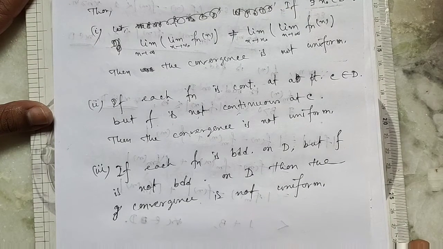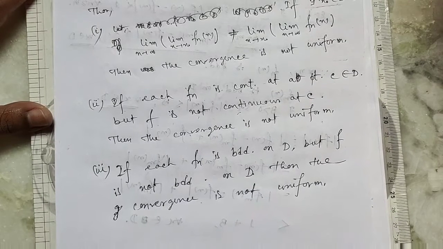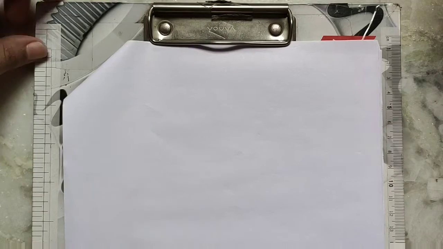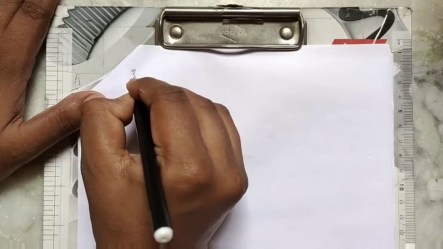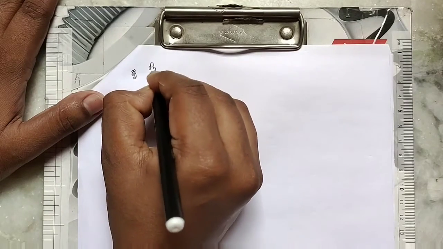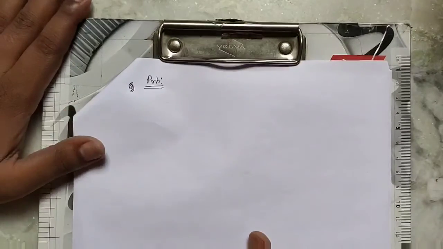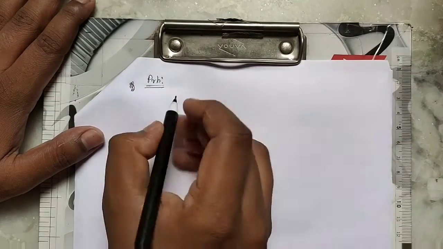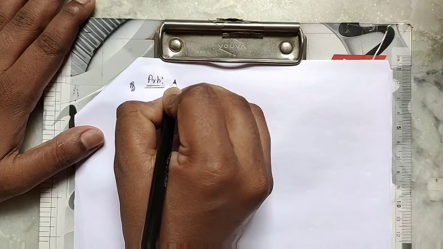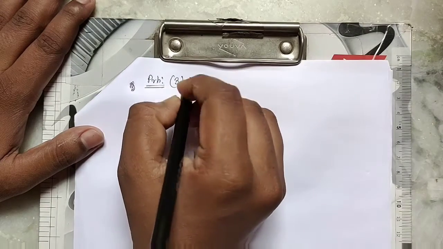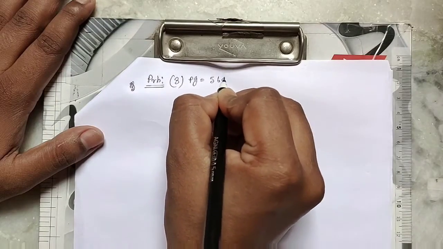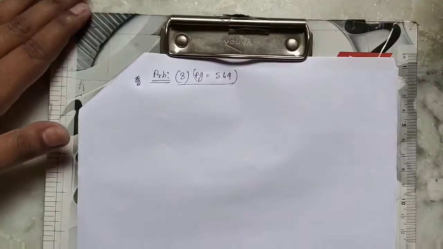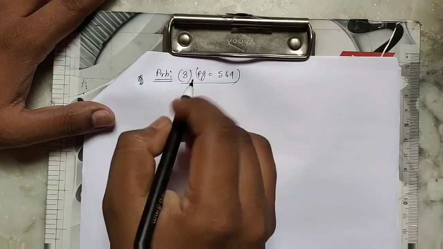Clear? Now we discuss two examples from Real Analysis, Malik and Arora. So what is our problem? This is Block Example 3, page number 564, old book.